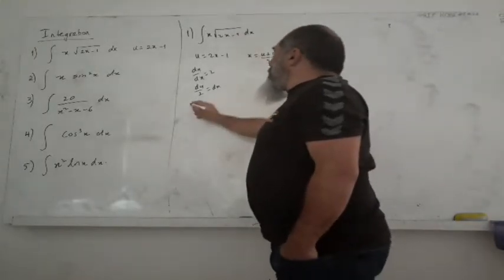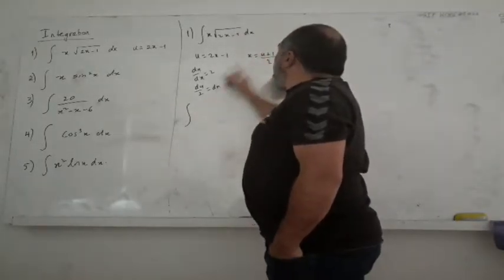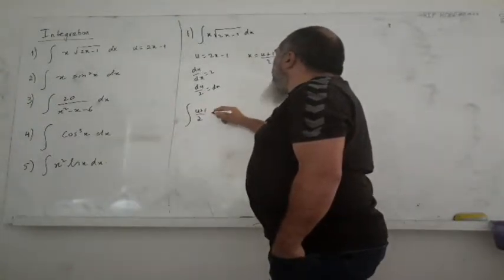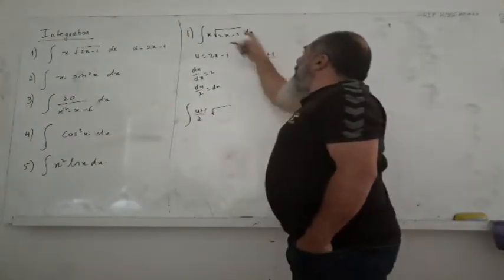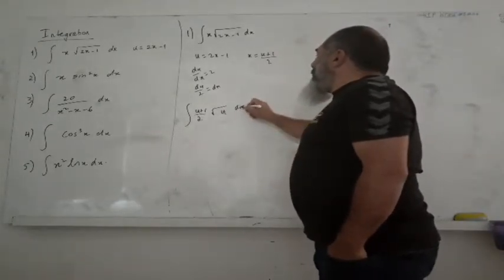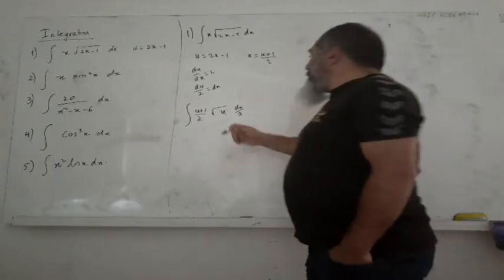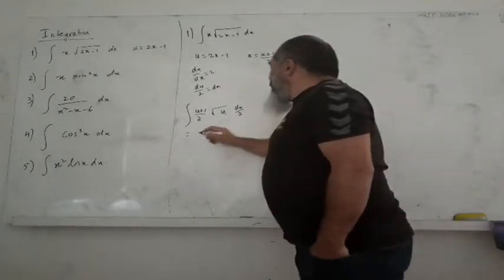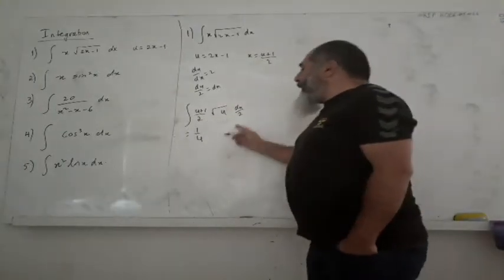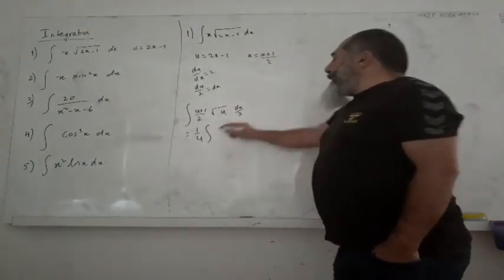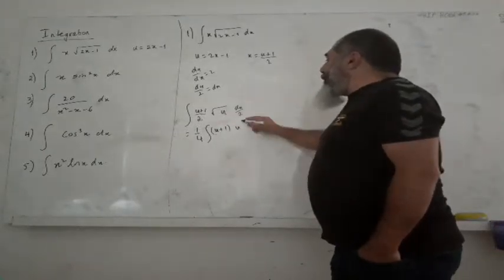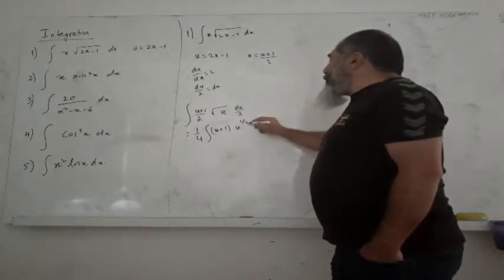For x, we have to use u plus 1 over 2. And u is under the square root. And dx is equal to du over 2. So we have 1 over 4, 2 times 2 is 4, outside of the integration, and instead of square root of u, I am going to use u to the power of 1 over 2.